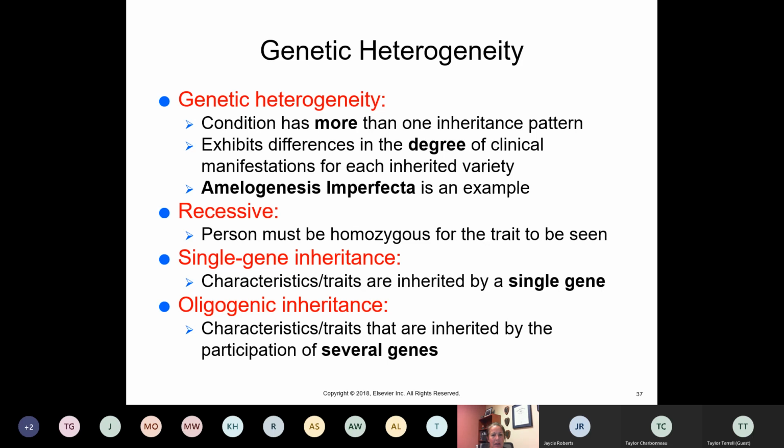A recessive, like I said, that person, in order to exhibit a recessive trait, they have to be homozygous for that trait to be seen. So I have to have two little b's in order to be blue-eyed. A single gene is when characteristics or traits are inherited by one, and that's going to be a dominant. Then there's an oligogenic inheritance, which are traits that are inherited by the participation of several genes that play a role in that. So those are the different types of heterogeneity that we can see.